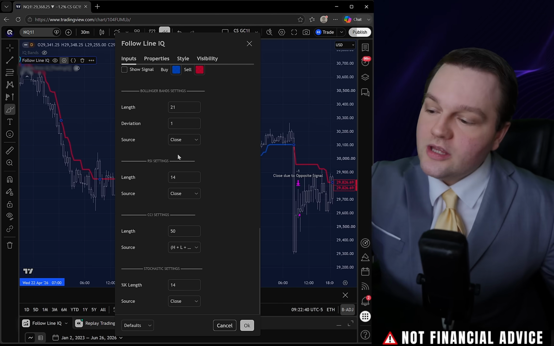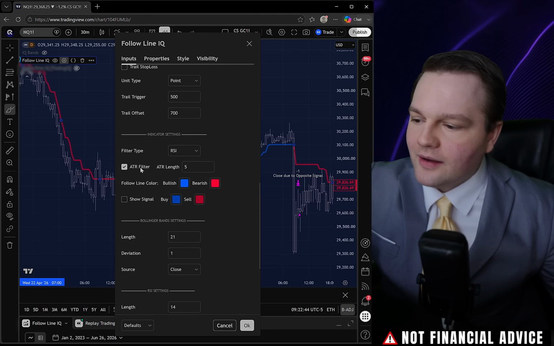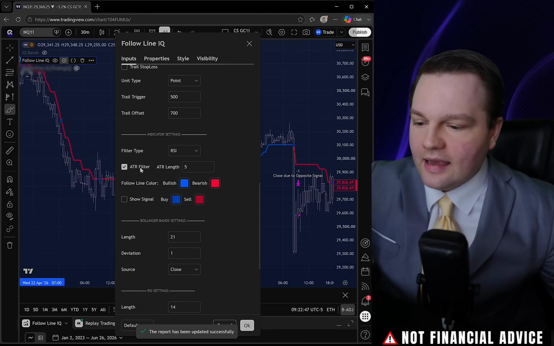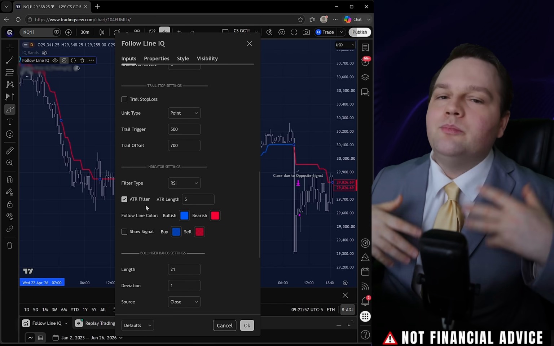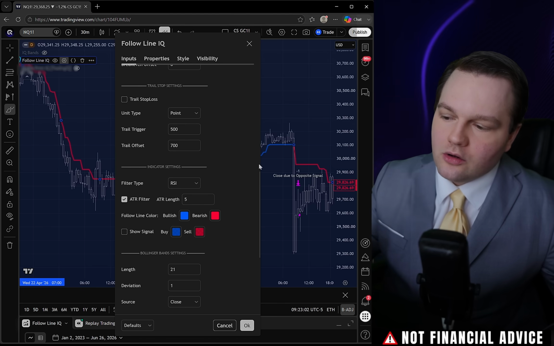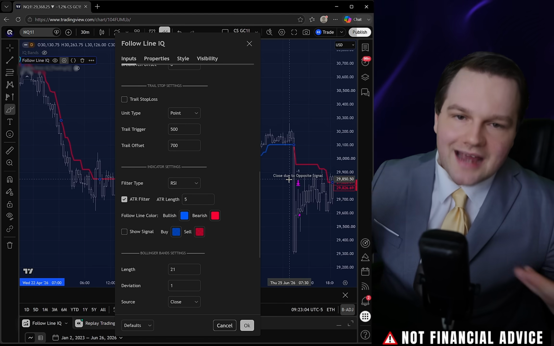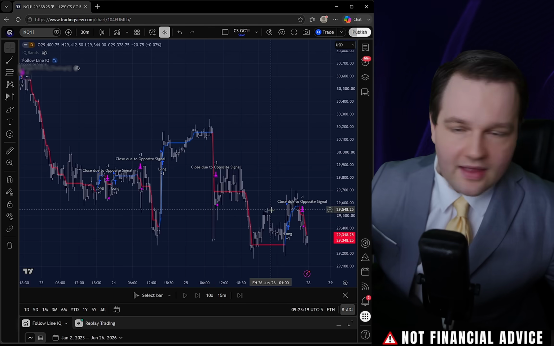You can also change the individual indicator settings that go into calculating the follow line and decide whether or not to use an ATR filter. The ATR filter in general is better left on because the calculations that go into these individual indicators for the follow line will adapt more to volatility. If you don't use it, it looks like this, and that's not very helpful.